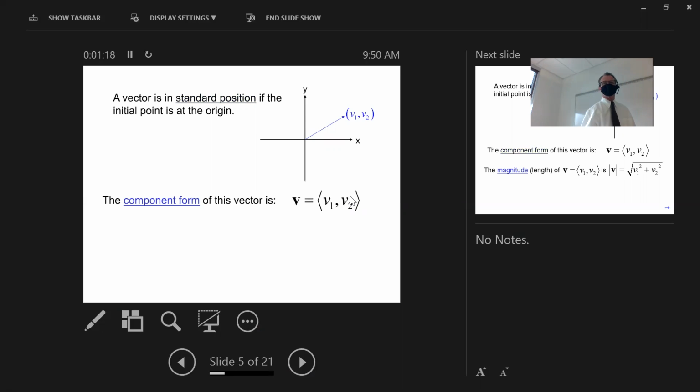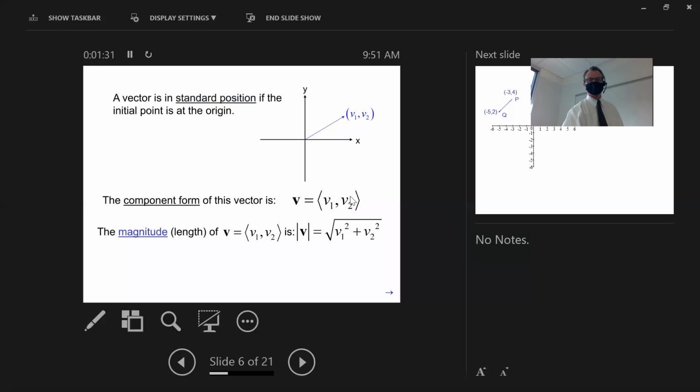You write the vectors with these brackets. So that's differentiating them from an ordered pair. You see those brackets, that's telling you it's a vector. How are we going to get the magnitude of it? Pythagorean.